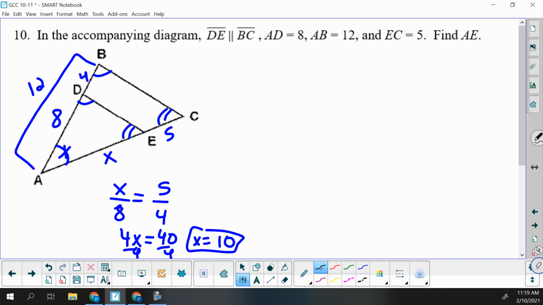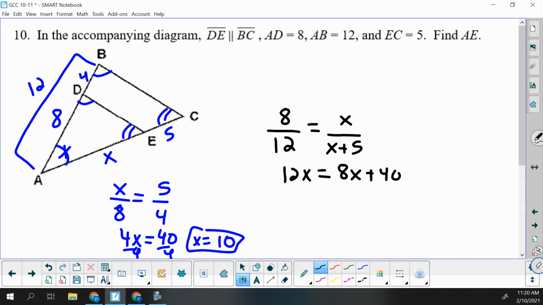If you wanted to do the similar triangles, take 8 from the small triangle, match it with 12 from the big triangle. Take x from the small triangle, match it with x plus 5 from the big triangle. When you cross multiply, you'll get 12x equals, and we'd have to distribute the 8 through, so we'd get 8x plus 40. Subtract your 8x over, and we get 4x equals 40. And notice that's the same spot as right there, so you would end up with the same answer in the end.